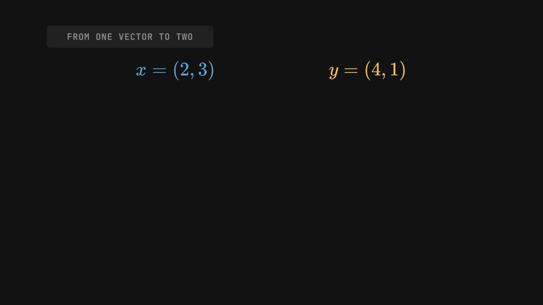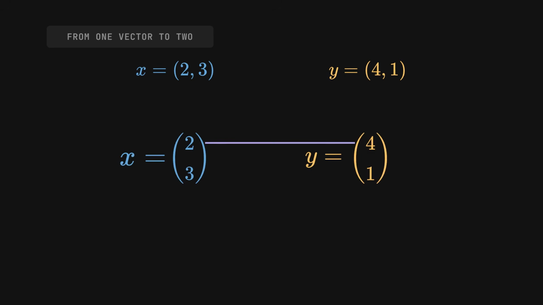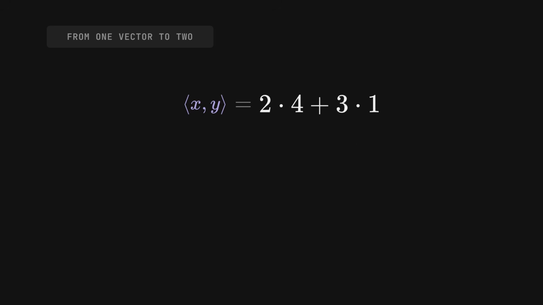Let x equal (2, 3) and y equal (4, 1). We will use these two as an example. First, pair the first component of x with the first component of y. Multiply them together. Next, pair the second component of x with the second component of y. Multiply them together. Finally, add the products. So the inner product of x and y is 2 times 4 plus 3 times 1. That's 8 plus 3, which equals 11.